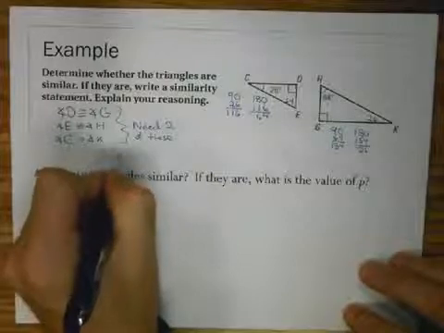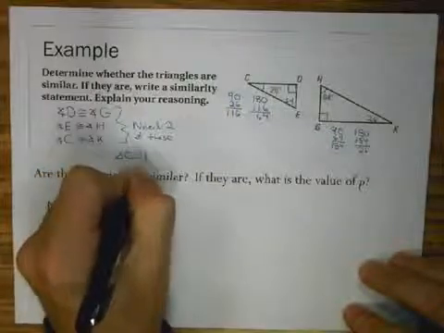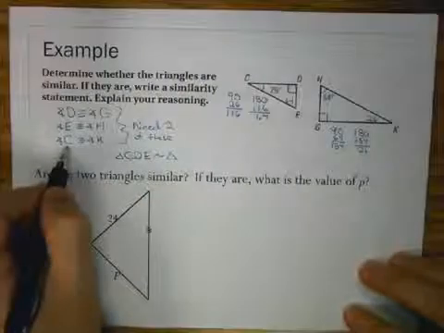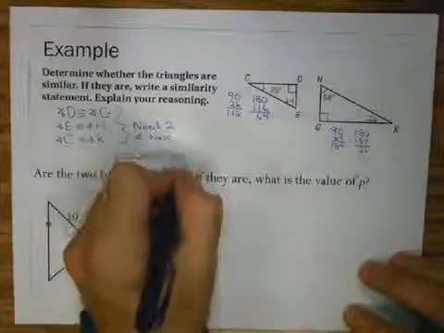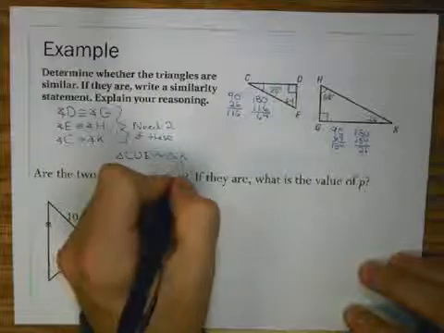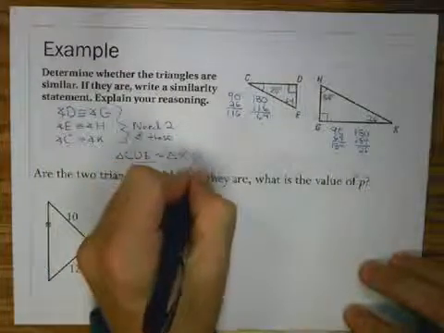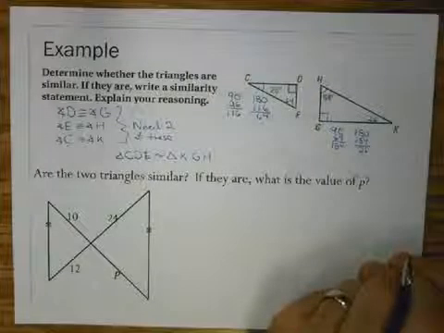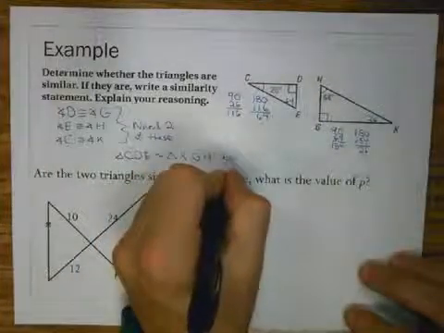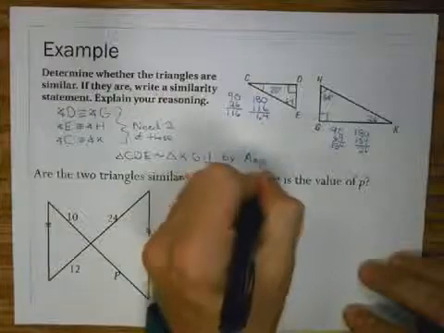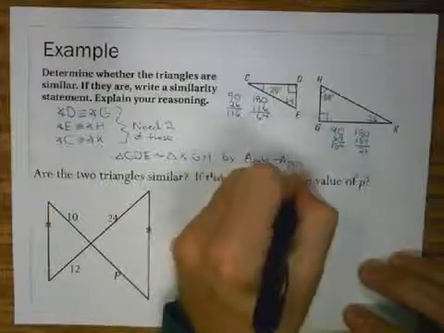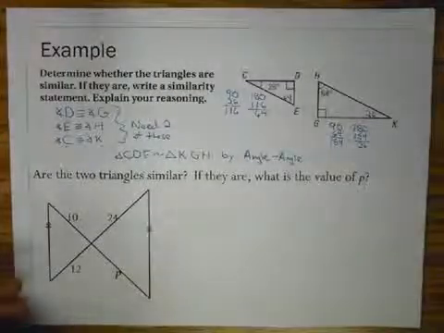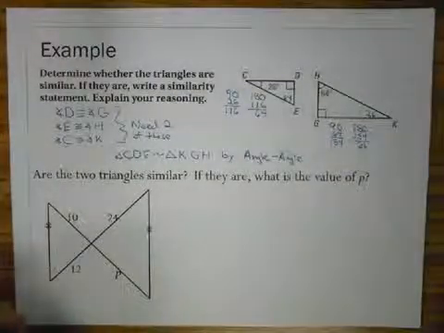And now we need our similarity statement. So let's call our first triangle CDE. That's similar to, well, let's see, if C was my first letter, K needs to be my first letter of the second triangle. KGH will be my name of my two triangles, CDE, KGH, and those are similar by angle, angle. Okay, so we identify, that's how they're similar.